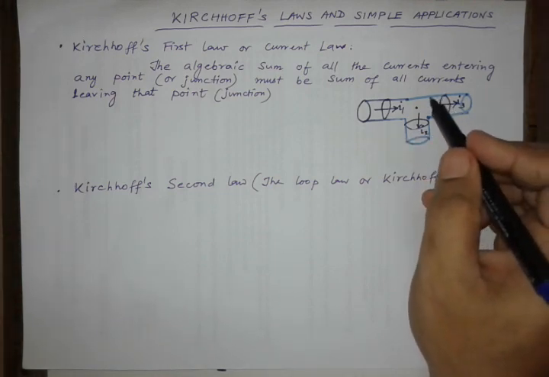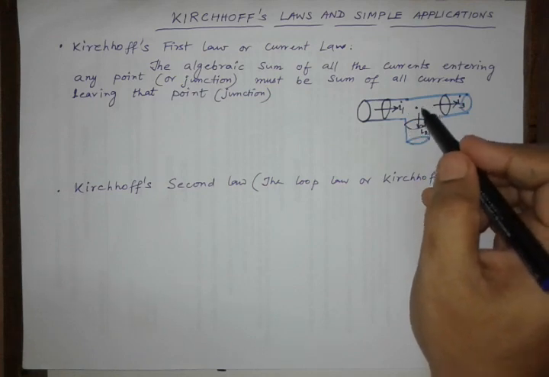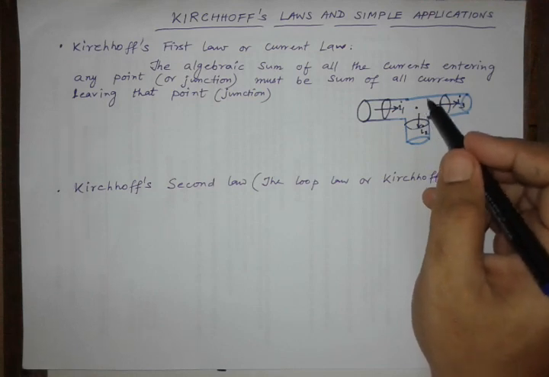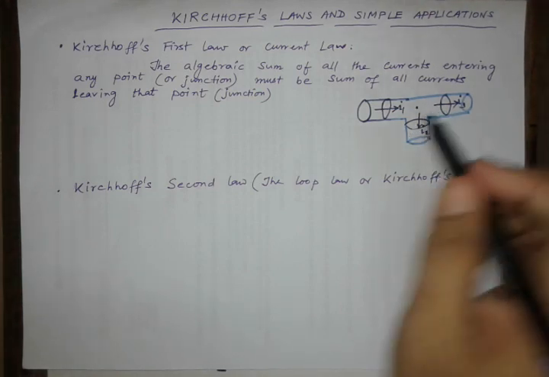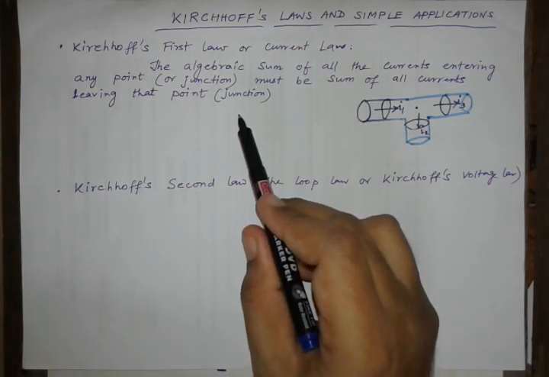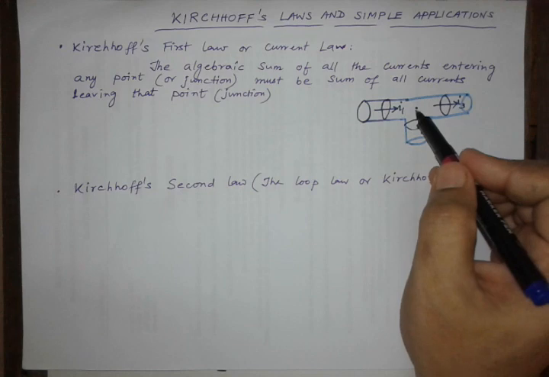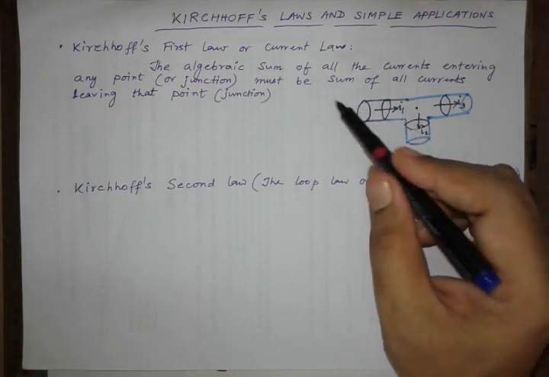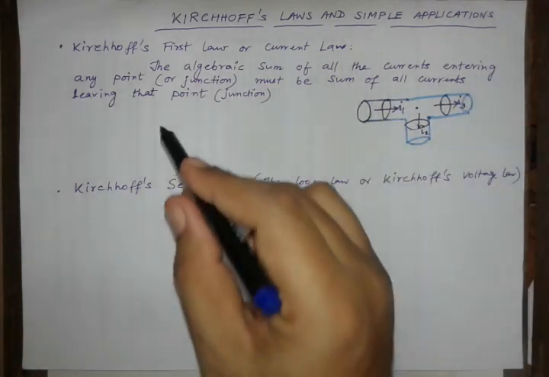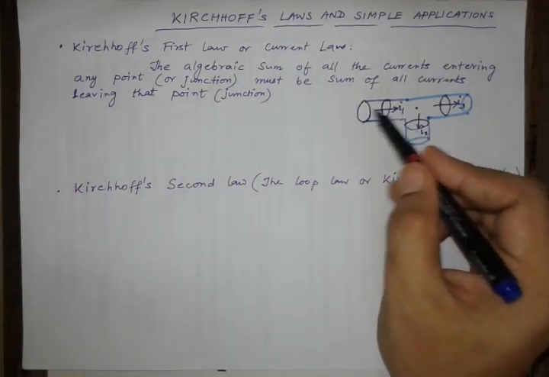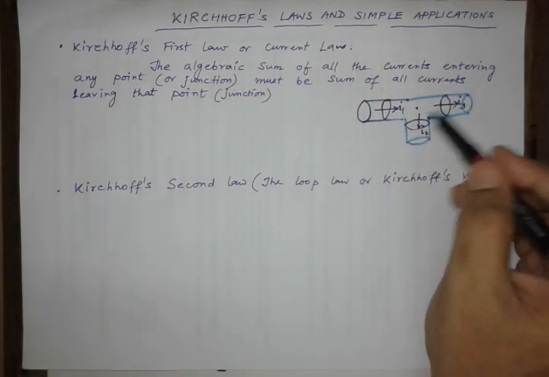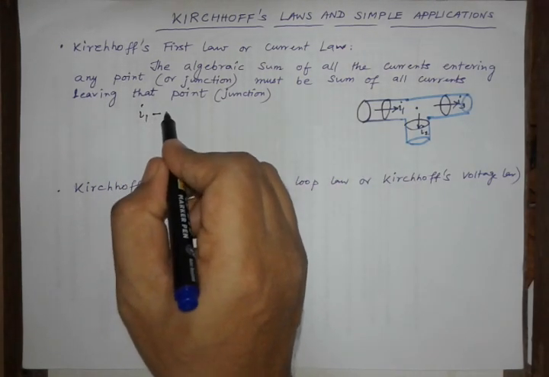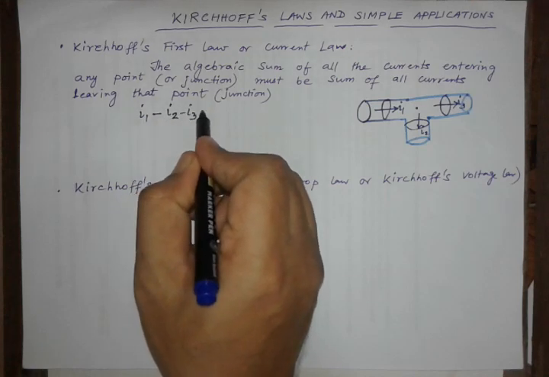You can understand the meaning of junction. In the railways also, you have seen where trains are going from a particular station in different directions, that is known as the junction. So what is the meaning of this? The algebraic sum of the currents entering any point must be equal to the sum of all the currents leaving that point. Entering currents we take as positive, and the currents leaving the junction we take as negative. So you can write I1 minus I2 minus I3 is equal to 0.